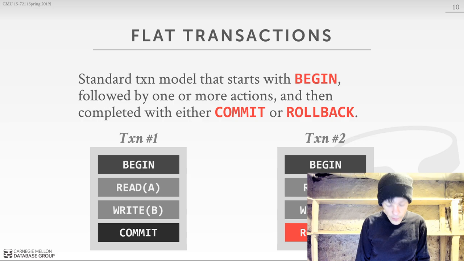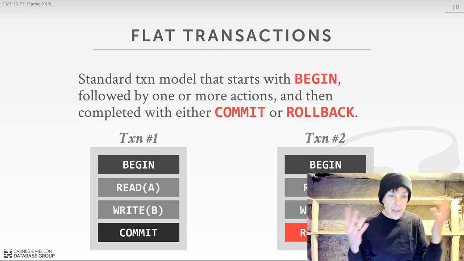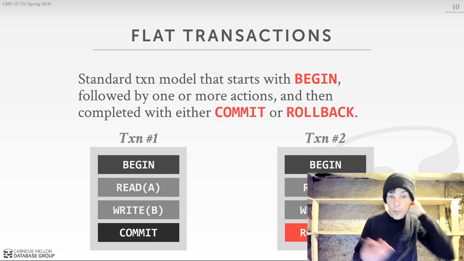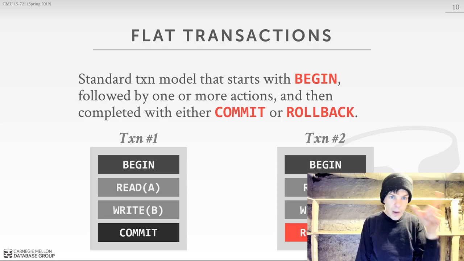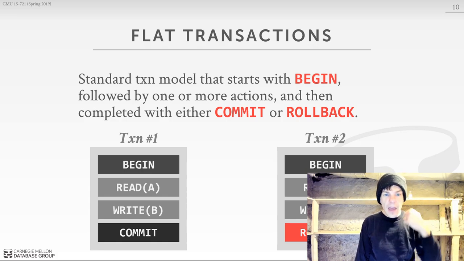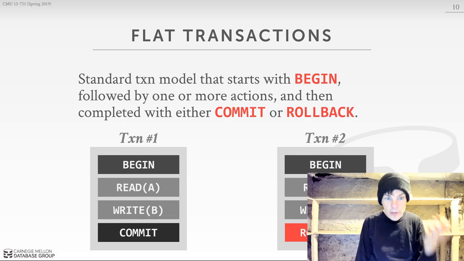So the first type of model we're talking about is flat transactions. Flat transactions are what everyone thinks of when they think of a transaction. This is the standard approach that everyone uses, right? You have a begin statement followed by one or more actions, and then the transaction finishes when there's either a commit or a rollback statement.